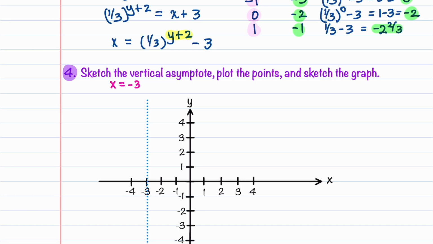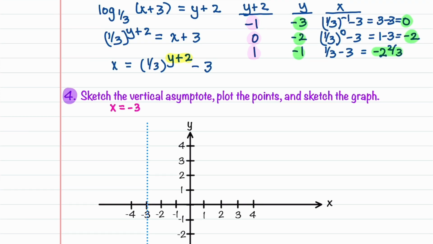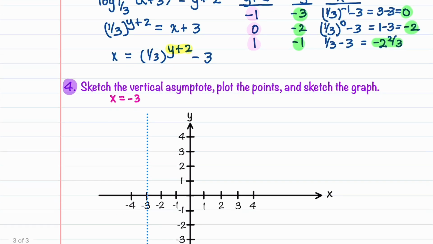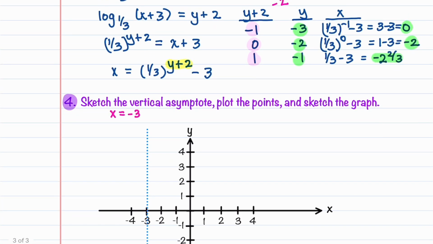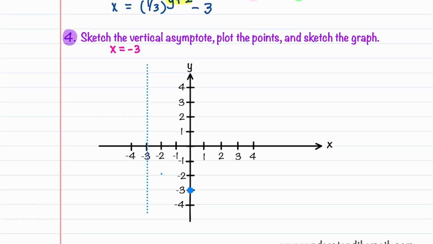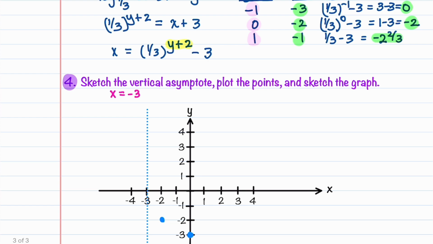And now we can plot our points. We have x is 0, y is -3. So that's this point right here. We have x is -2, y is -2. That's this point here. And then lastly, we have x is -2 and 2/3, and y is -1. So -2 and 2/3 is about here, and -1 is here. So that's about right there.